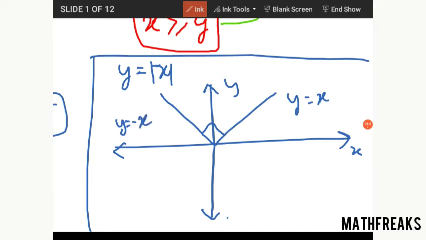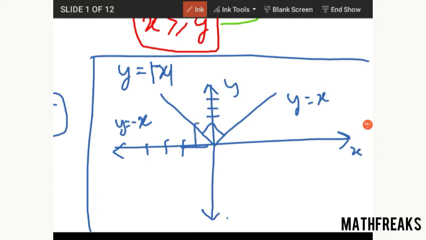So here, as we said, whatever we put in between the mods, we are always going to get the positive value of that quantity. So here also it is very clear that if we take a negative quantity for x, we are always going to get a positive quantity for y.